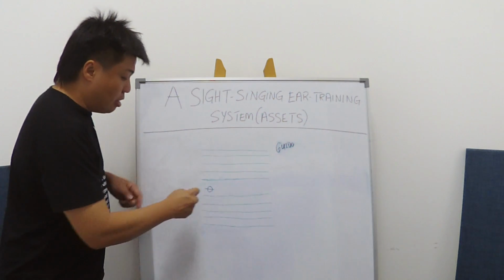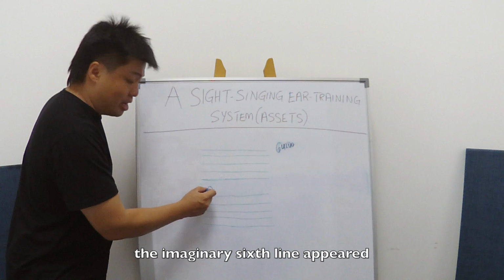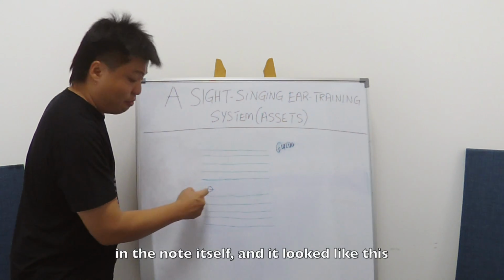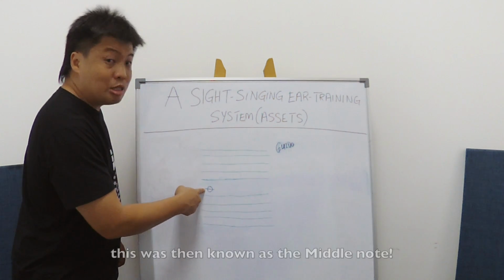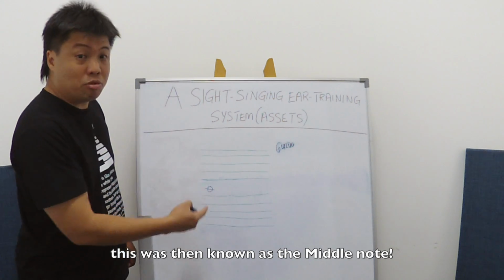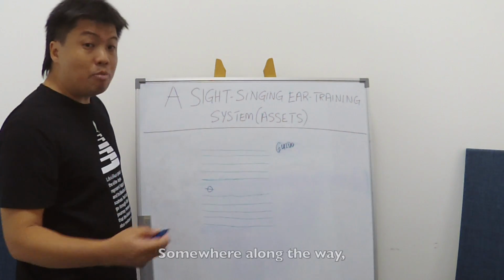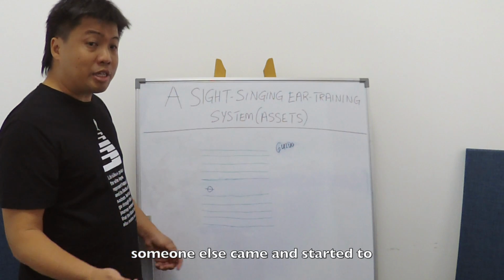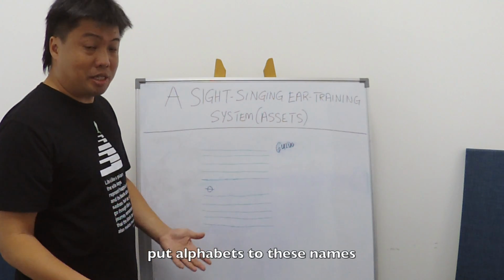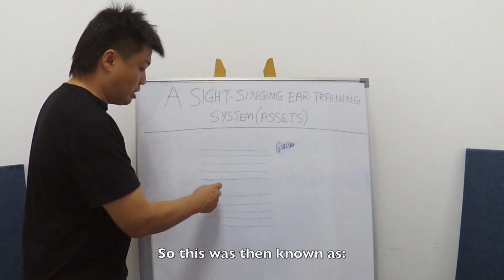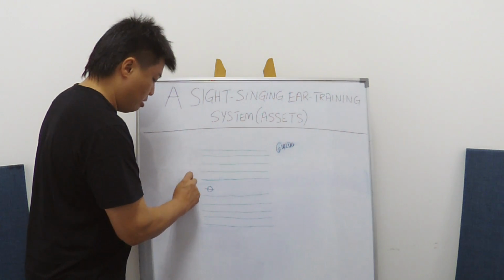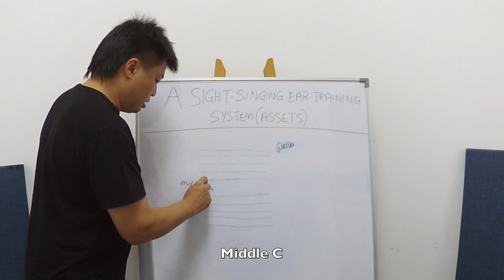And the imaginary 6th line appeared in the note itself that looked like this. This was then known as the middle note. Somewhere along the way, someone else came and started to put alphabets to these names. So this was then known as middle C.